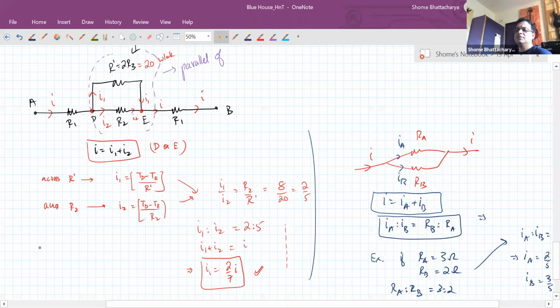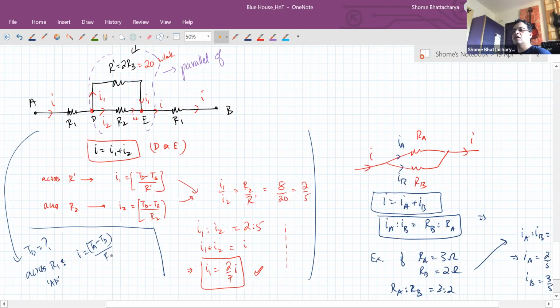Now the other thing is, from the same diagram, I also want to find the temperature of the point D. How will I find it? For that I will look at the equation across resistor R1, which is across AD. The current in that resistor, I, should be equal to the temperature difference TA minus TD divided by the resistance R1. Now it is the other way around: I know TA, I know R1, I know I, and I have to calculate the value of TD.